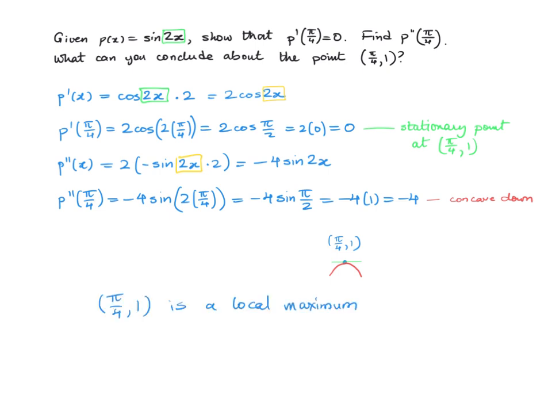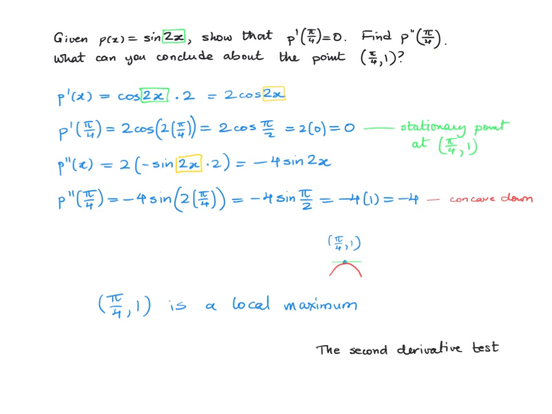Now you'll notice we were able to identify that point as a local maximum without using a sign chart. So this is an alternate way that almost always works, but there are some exceptions, where you can identify either a local maximum or local minimum point by, instead of using a sign chart, using the second derivative after you've identified your stationary point to determine whether the graph is concave up or concave down.